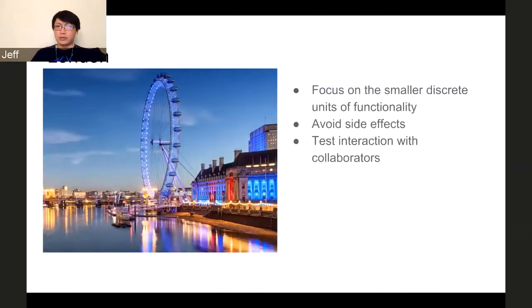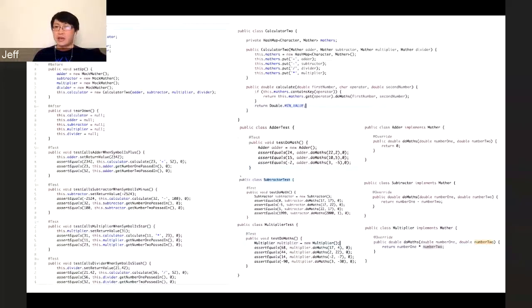The London school, on the other hand, focuses more on small, discrete units of functionality and responsibility, I suppose, and it tries to avoid side effects and has a strong emphasis on testing interaction with collaborators, particularly through the use of mocks and test doubles. Here is the same code done in a more London-driven way.